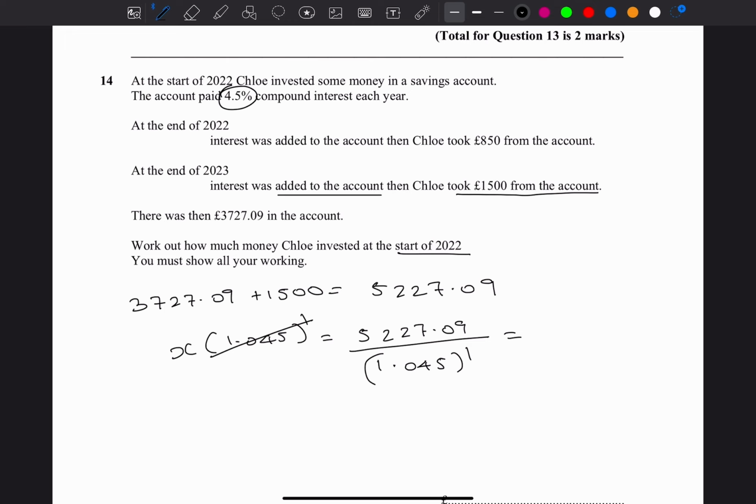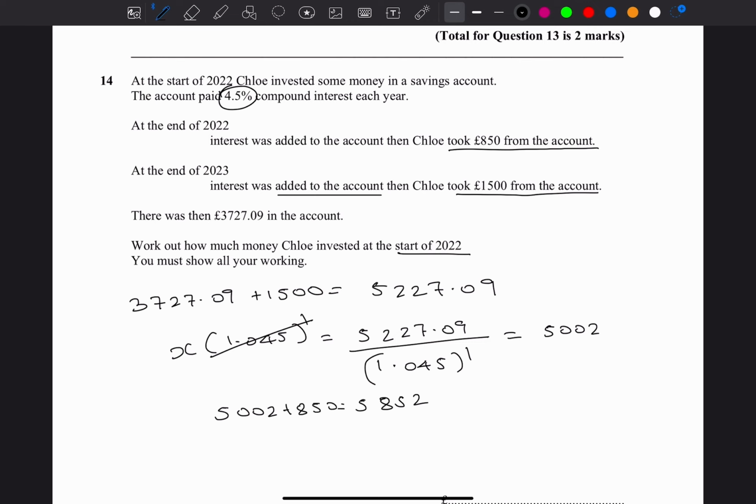5227.09 divided by 1.045 to the power 1 gives you 5,002. Now we start again on the 5,002. Did they add any amount to the account? They did. They took 850 from the account. So 5,002 add 850, which is 5,852.